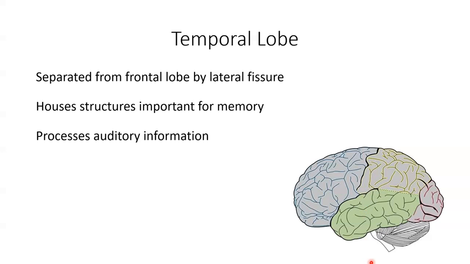The temporal lobe consists of structures that are important for long-term memory, such as the hippocampus. It also contains the primary auditory cortex, which processes auditory information, and auditory association areas that allow us to understand what a sound means and understand things like speech and language.